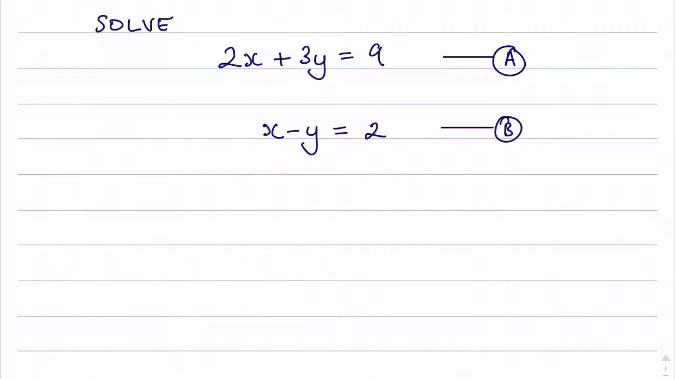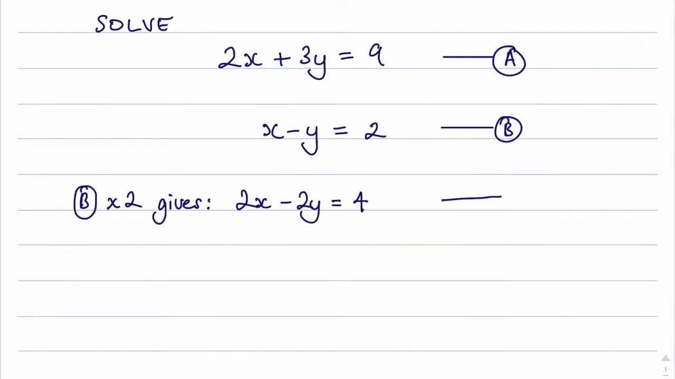So looking at the B equation here, I'm going to take equation B and multiply it by 2, and that would give us the following. So equation B multiplied by 2. So 2 times the x would be 2x, then we have minus 2y, and that would equal 4. Let's call that equation C.